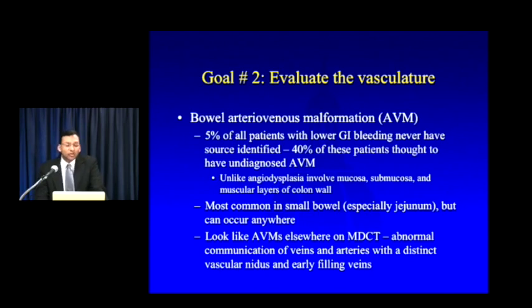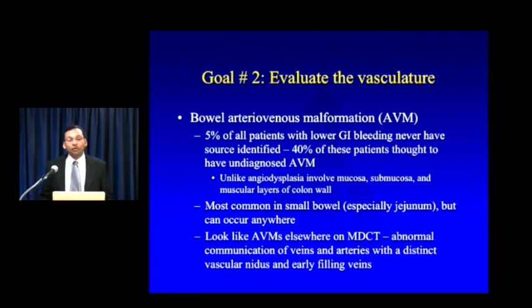So you may ask me, how do I tell an AVM apart from angiodysplasia? And the answer is, it's not always going to be clear on a CT scan. Yes, if you see a big vascular malformation involving the entire bowel wall extending into the mesentery, you're probably dealing with an AVM, not an angiodysplasia.